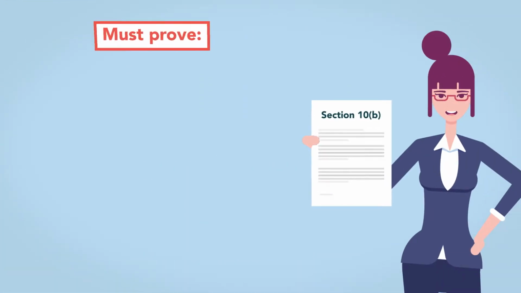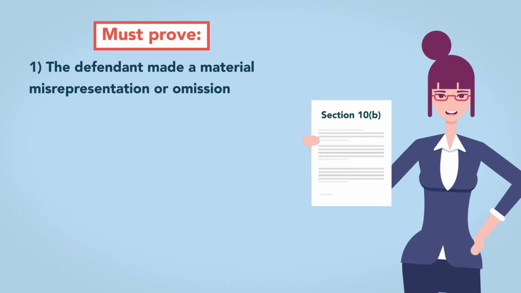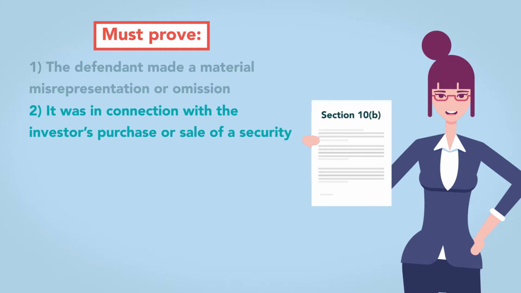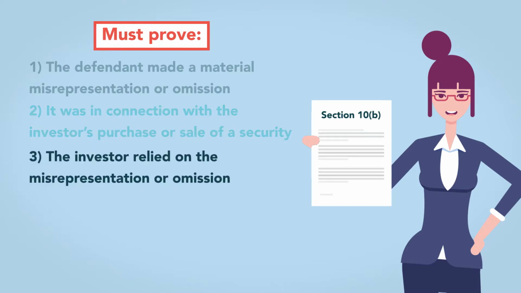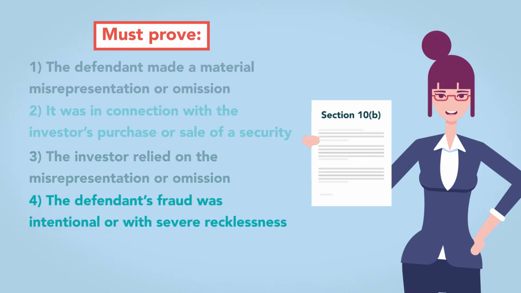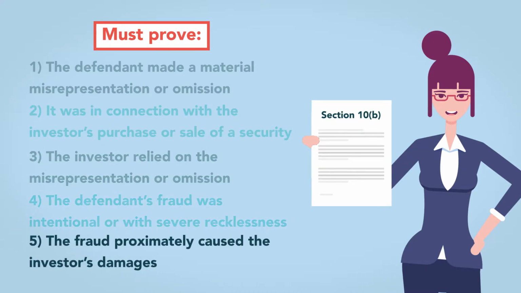An investor bringing a Section 10b claim must prove: 1. The defendant made a material misrepresentation or omission. 2. It was in connection with the investor's purchase or sale of a security. 3. The investor relied on the misrepresentation or omission. 4. The defendant's fraud was intentional or with severe recklessness. And 5. The fraud proximately caused the investor's damages.